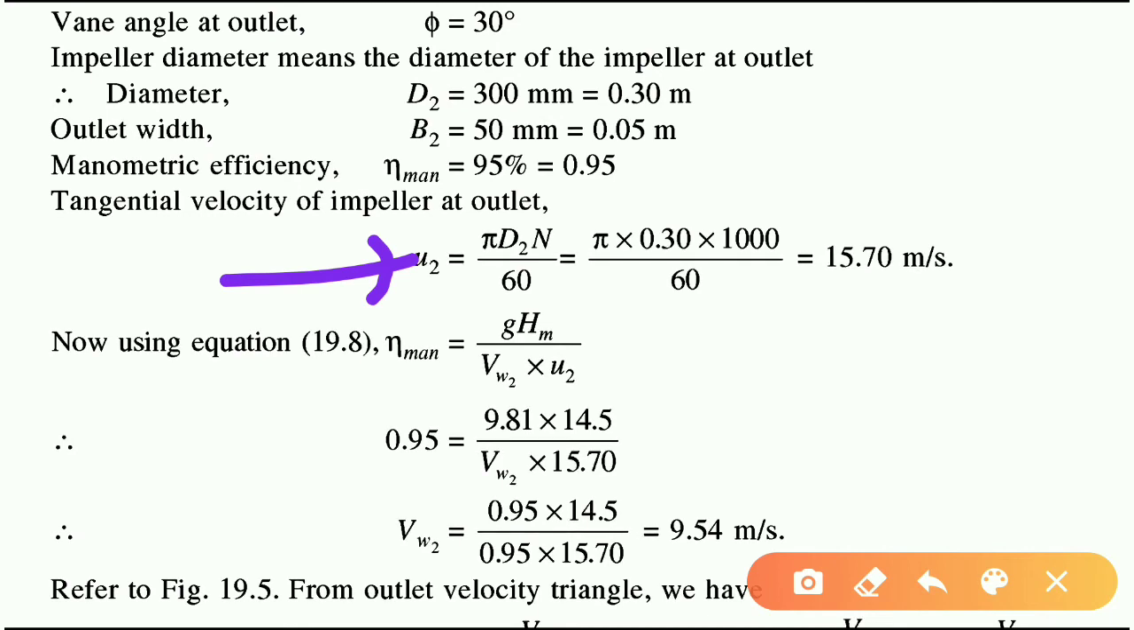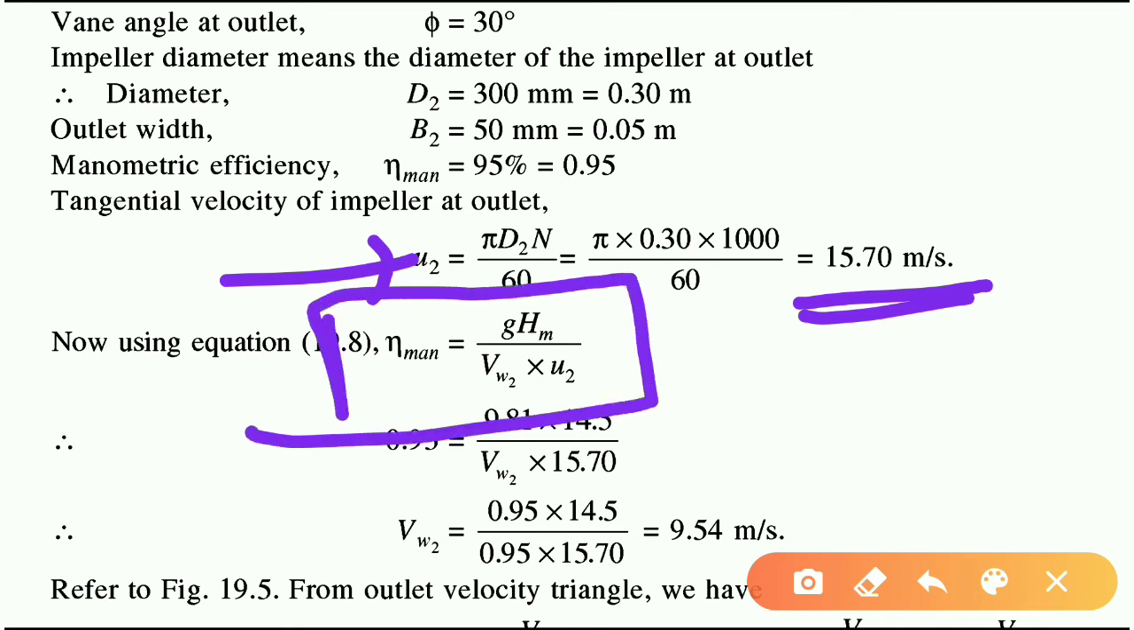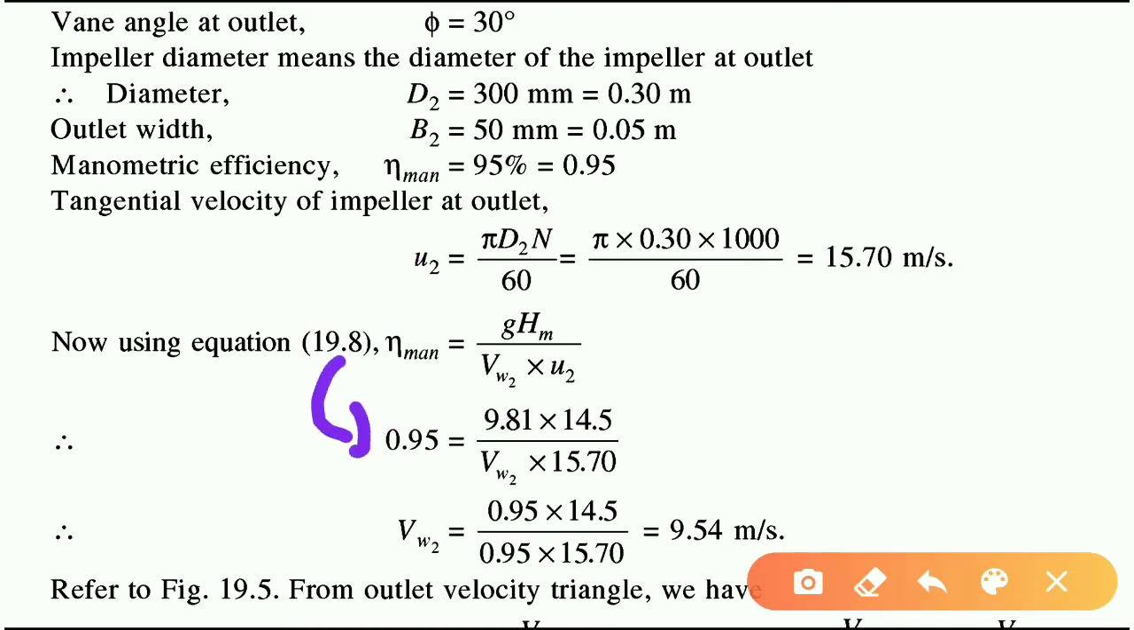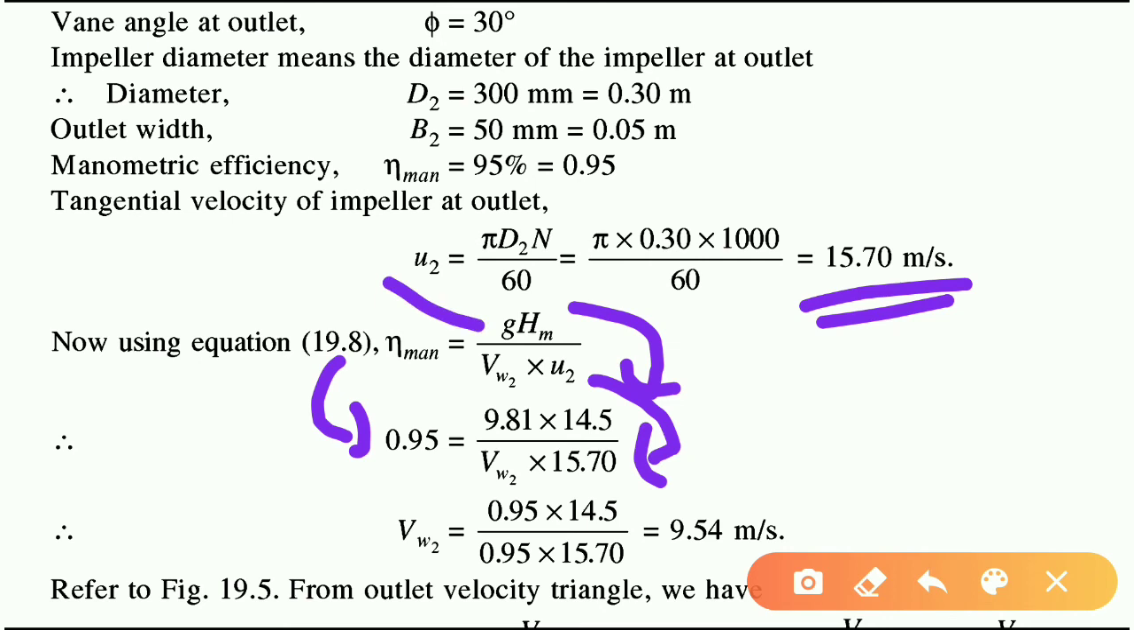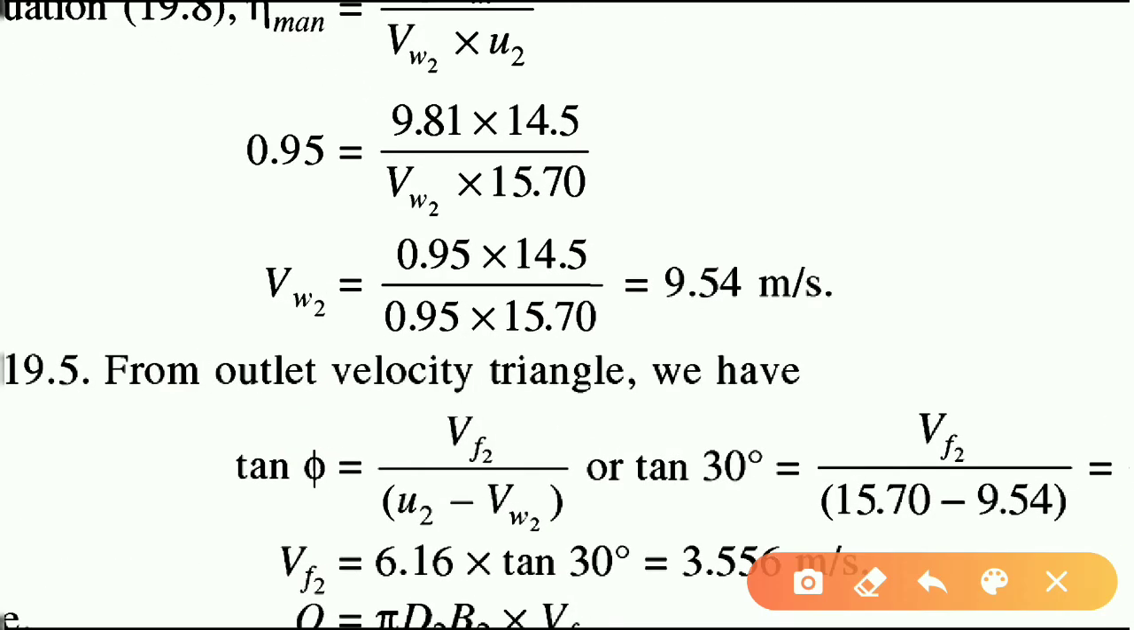So the first thing we need to find out is u2, as it is common in all the equations. u2 is pi d2 multiplied by N divided by 60. So its value after solving will come as 15.7 meter per second. Now using this manometric efficiency formula, here manometric efficiency is 0.95, head is 14.5, u2 we have found out as 15.7, value of g is 9.81. So we can find out the value of Vw2, which is equal to 9.54 meter per second.